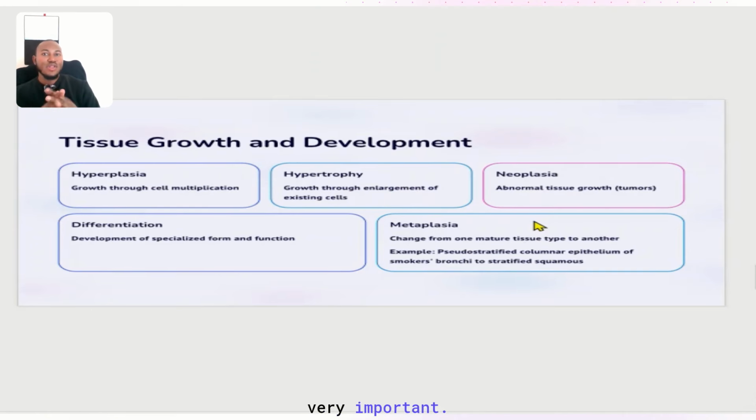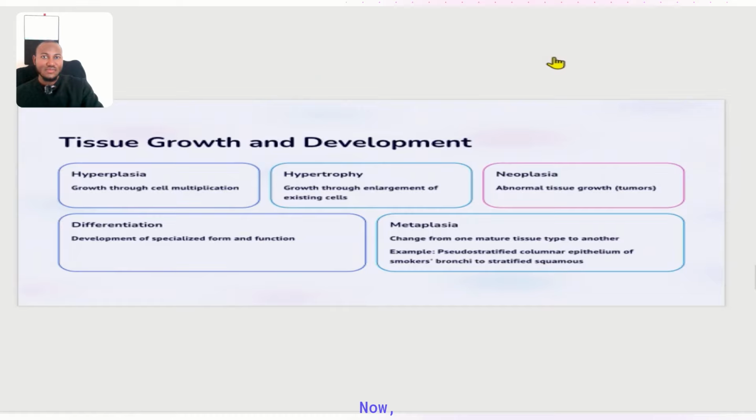Now, this question is very important. The pseudostratified columnar epithelium of the bronchi in smokers may transform into stratified squamous epithelium. Is it differentiation? Is it hyperplasia? Is it metaplasia? Is it atrophy? Is it neoplasia? Revisiting what we discussed initially, what is hyperplasia? Growth, multiplication. What is hypertrophy? Growth, but enlargement. Enlargement, hypertrophy. Multiplication, hyperplasia. Abnormal growth, neoplasia. And we have differentiation. Metaplasia is what? Change. An example is pseudostratified columnar of smokers' bronchi changing to stratified squamous. This is exactly what they will ask you. So the answer is what?